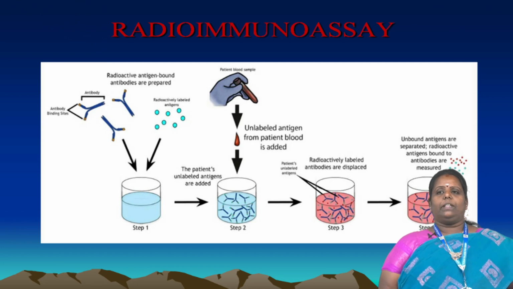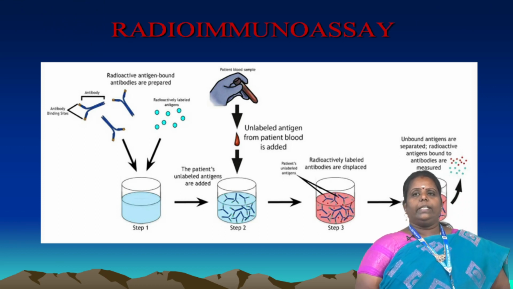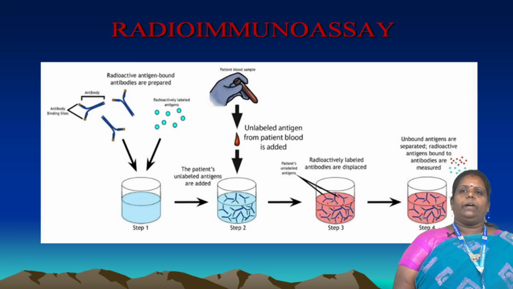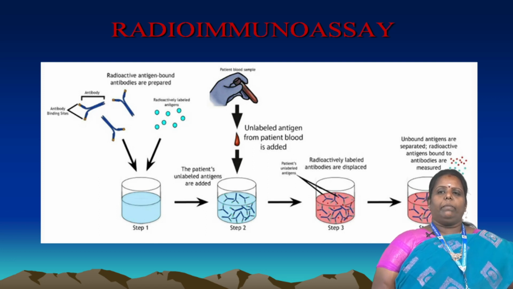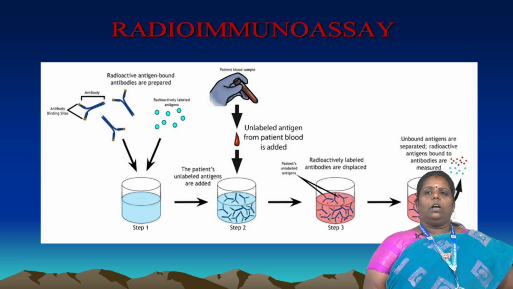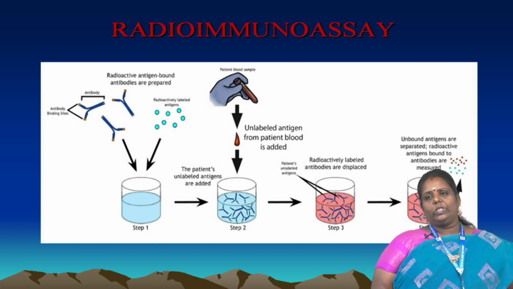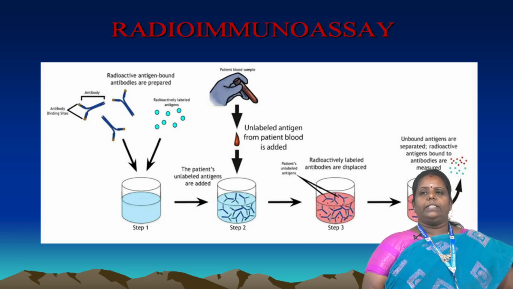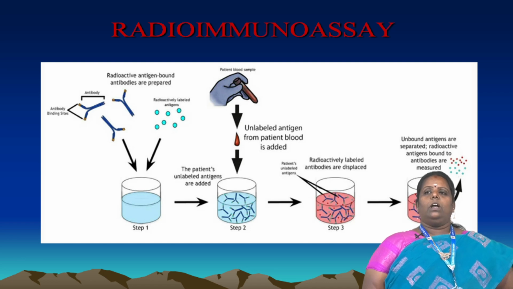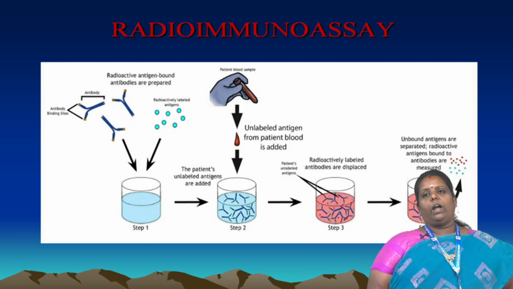These are the steps we have to follow. Step 1: the radioactive antigens bind to the prepared antibodies. This is the antigen-antibody reaction. Step 2: the patient's blood sample with unlabeled antigen is added. Step 3: the radioactively labeled antigens are displaced. Step 4: the unbound antigens are separated from the radioactive antigens, and we identify the antibodies and measure them. This is the basic method.